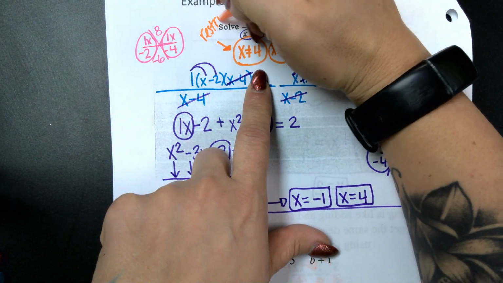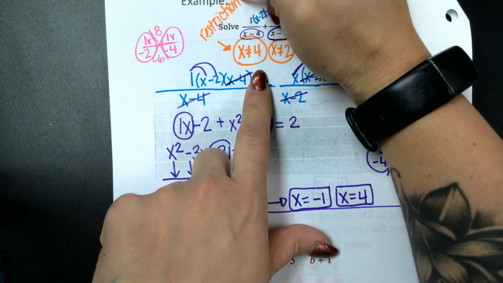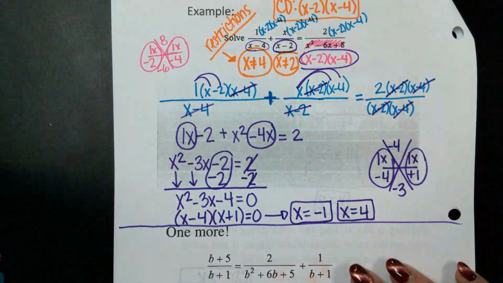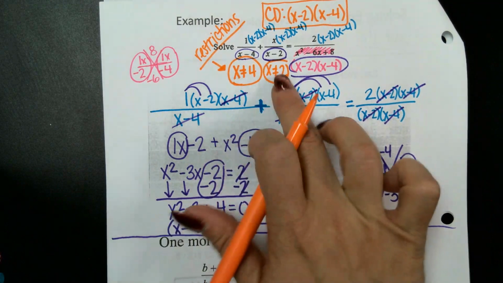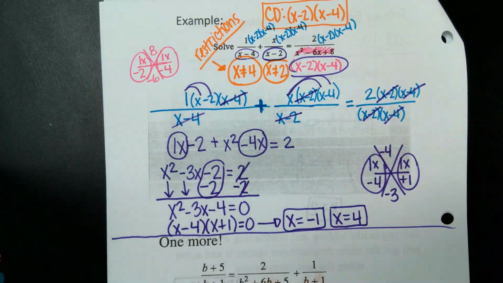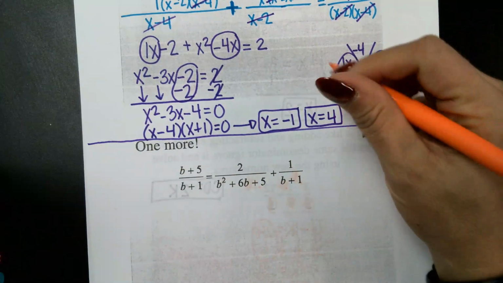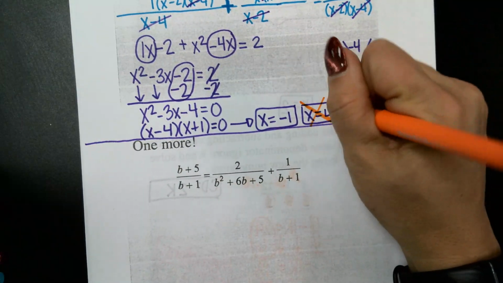Okay? If those are the restrictions, that means if you get either of those answers at the end of your problem, it's not an answer. It's not a possible solution. Did we get either of those when we just solved? We got the positive 4. So positive 4 is not a solution.